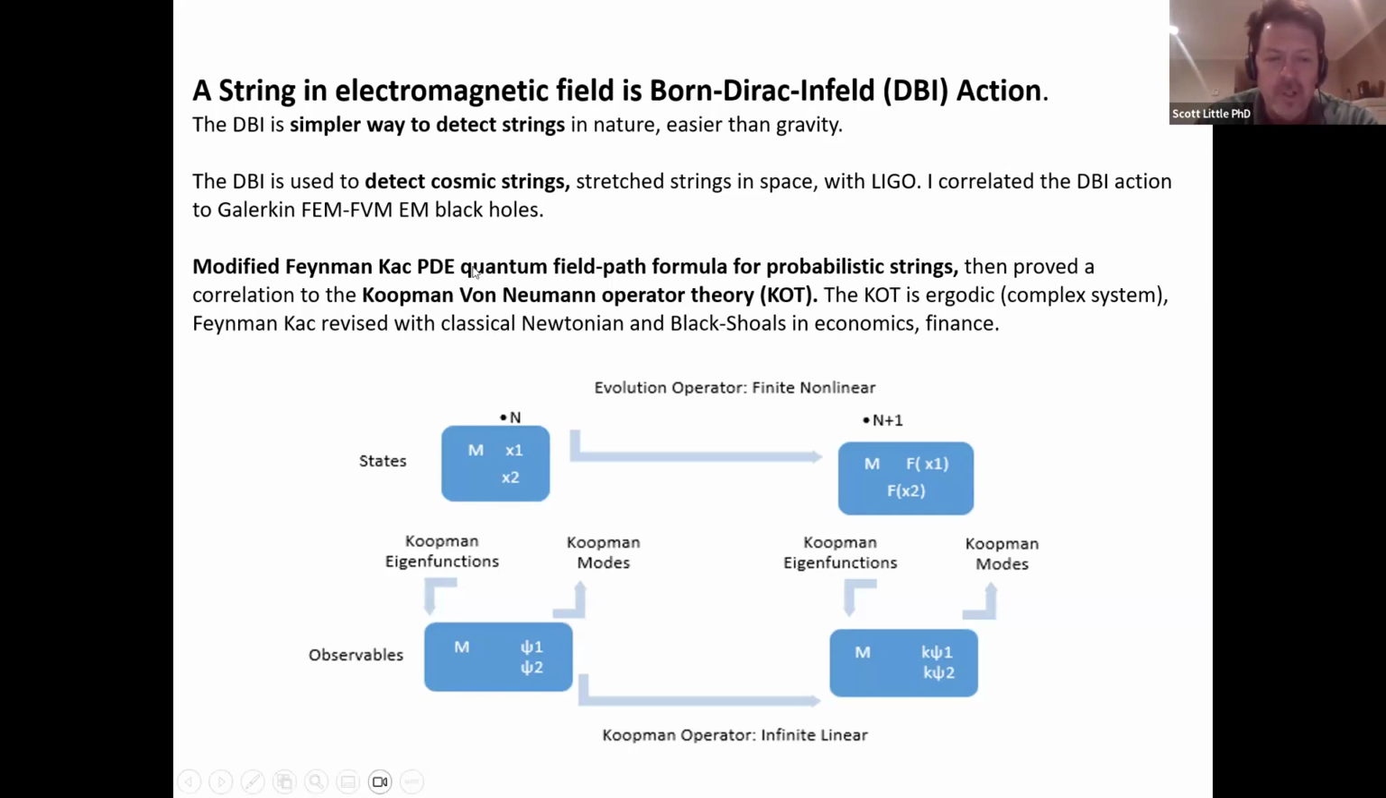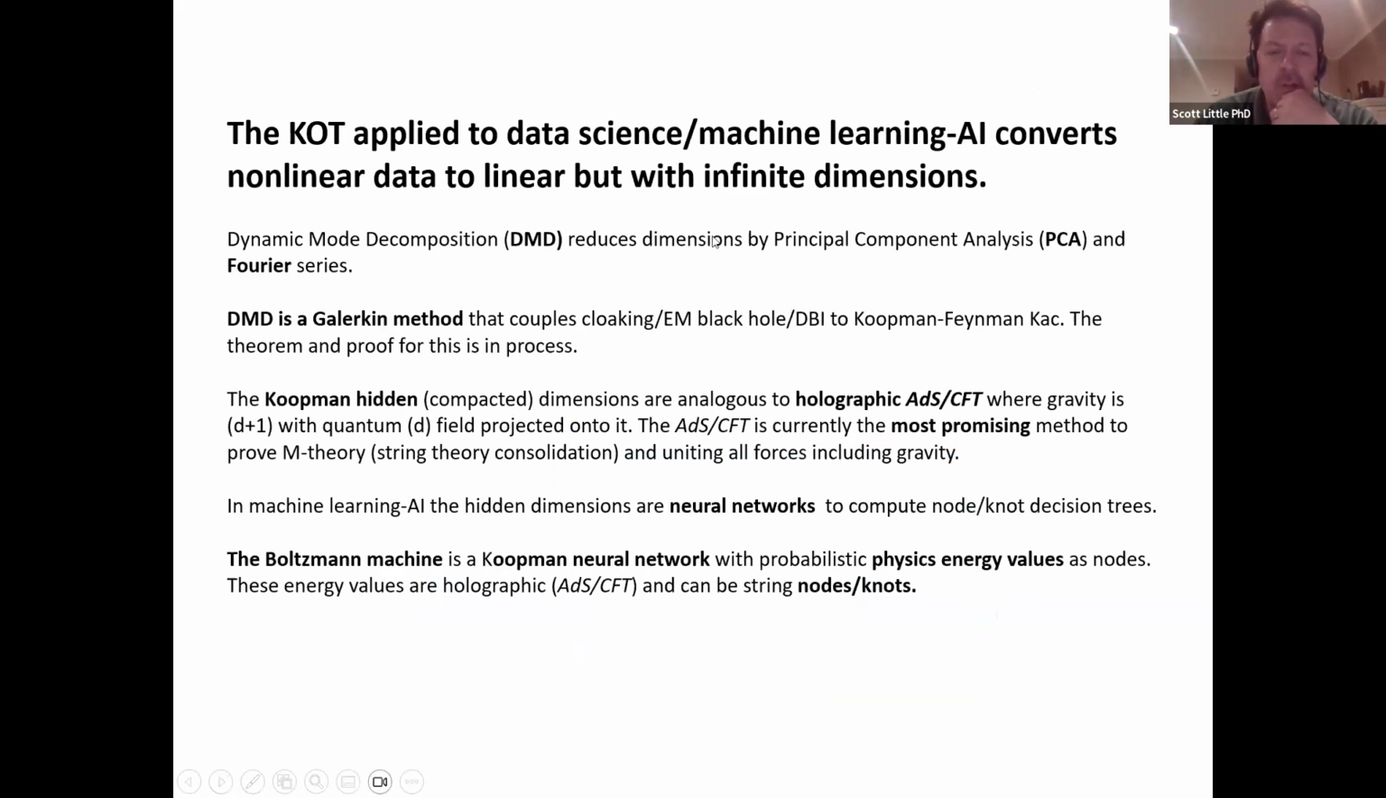And that's what the Koopman-von Neumann theory applied to data science and machine learning is. And we use this thing called dynamic mode decomposition to do that, to take an infinite data set and make it finite. And we use what's called principal component analysis and Fourier series. So going full circle, this dynamic mode decomposition from the Koopman-von Neumann is the same thing as the Galerkin method that I use for the cloaking and electromagnetic black holes.